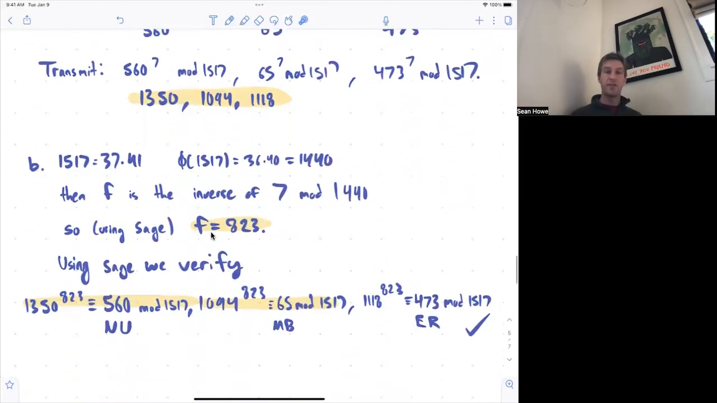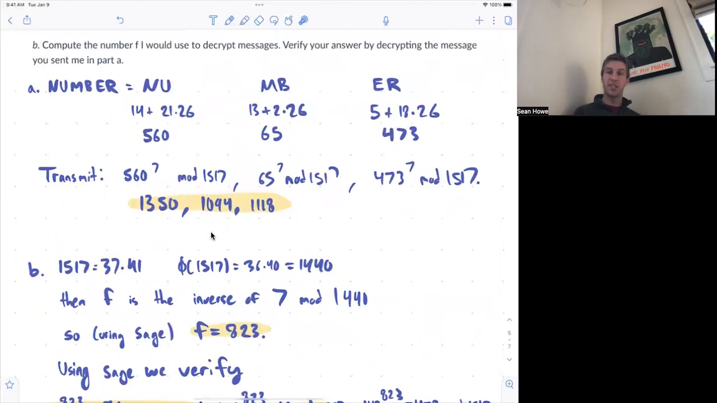And then you verify by checking that when you decode, 1350 to the 823 recovers 560. So this is what the person decoding would do.